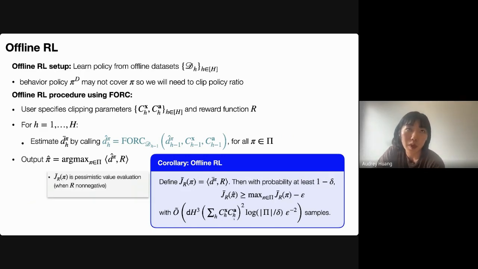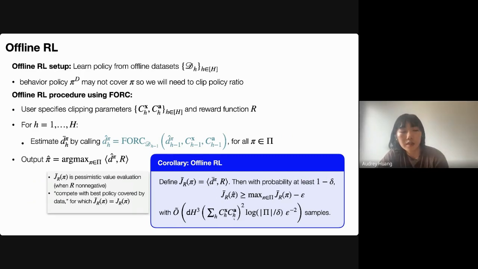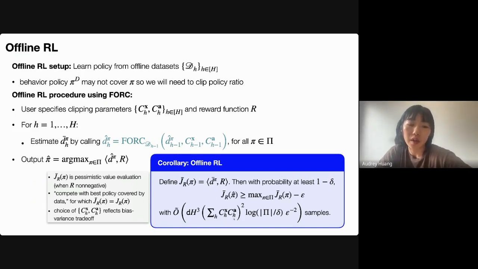So some comments to break down this result a little bit is that J bar R pi is a pessimistic evaluation when R is non-negative, because as we mentioned in the properties, d bar is never larger than d pi and represents only the covered portions of the occupancy. This is equivalent to the standard kind of offline RL guarantee, where you compete with the best policy covered by data, for which J bar R pi is equal to J R pi. And finally, the choice of CXH and CAH reflects a sort of bias-variance trade-off, where the smaller C is, the farther J bar is from J, but you suffer lower variance in your estimation.